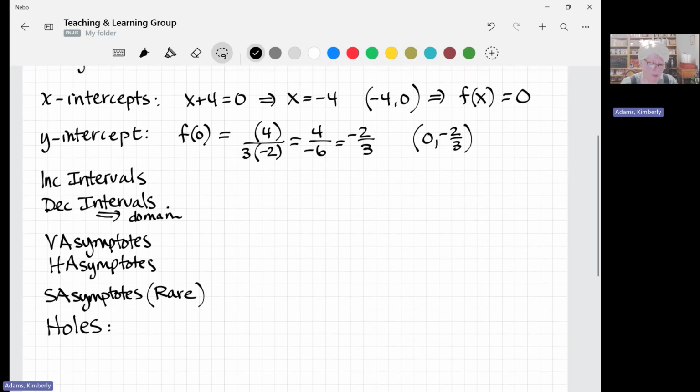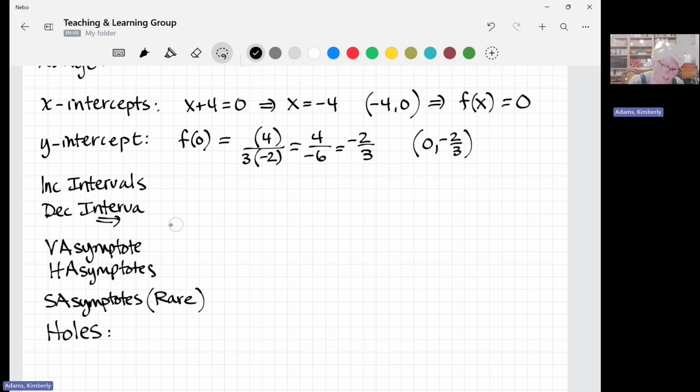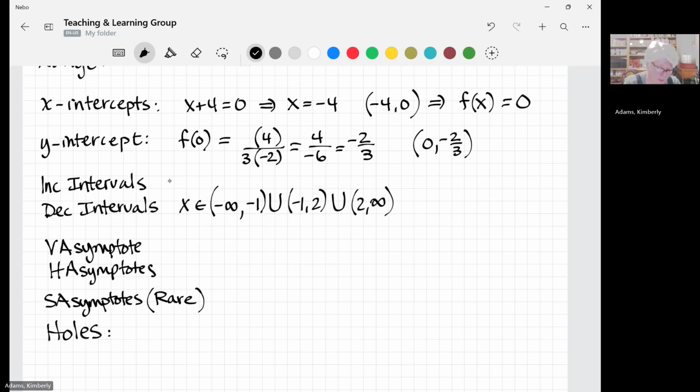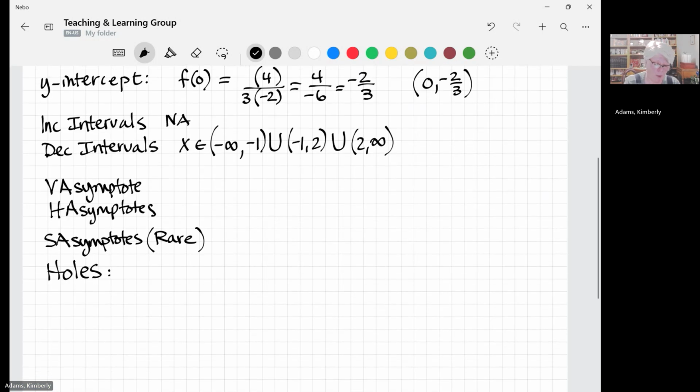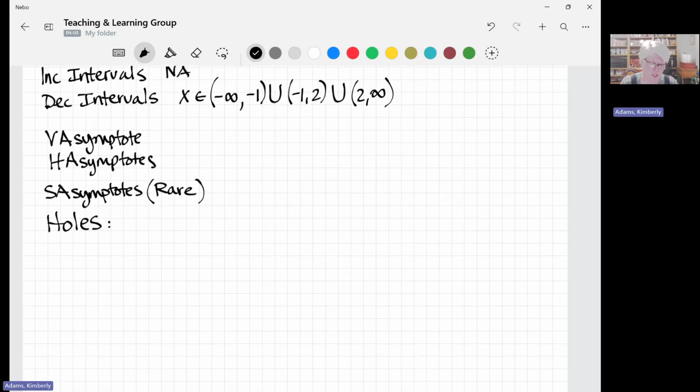Okay, now I'm ready. So I know that my intervals of decrease are going to be for x in the domain of negative infinity to negative 1, union negative 1 to 2, union 2 to infinity. And there aren't any for increasing. So now let's tackle the vertical asymptote.